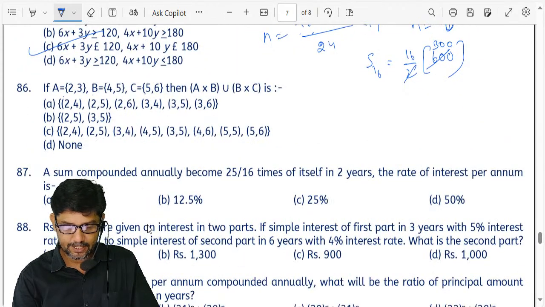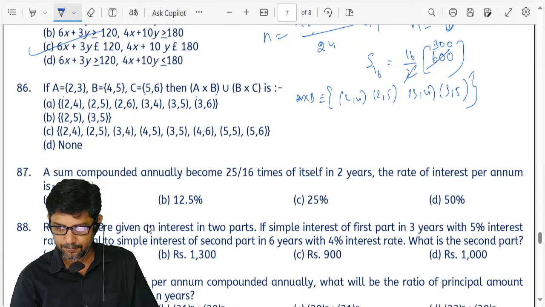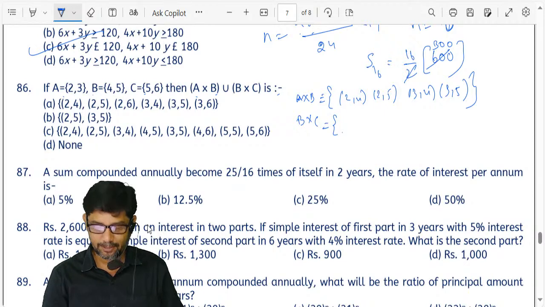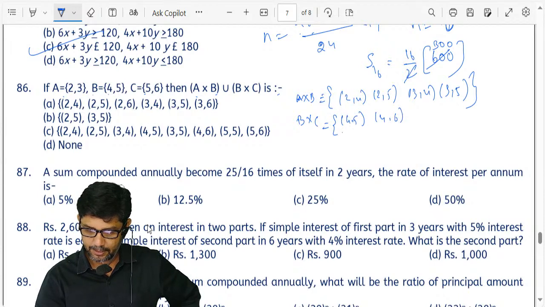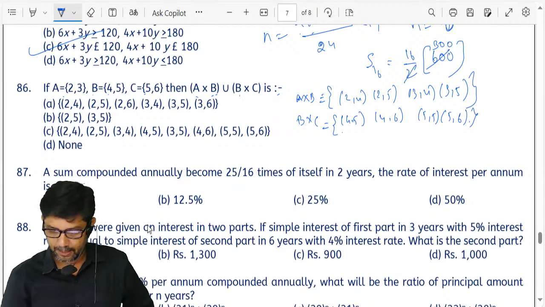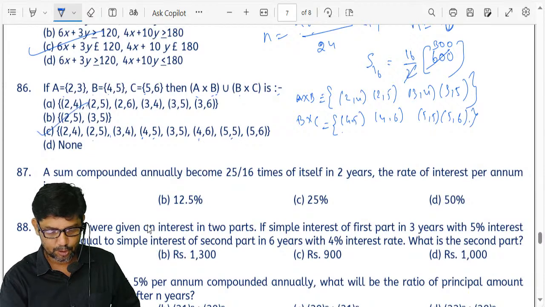Next, A, B, C is given. What is A cross B? 2, 4, 2, 5, 3, 4, 3, 5. What is B cross C? If you use between, it means you will get a still smaller answer now. What is B cross C? 4, 5, 4, 6, 5, 5, 5, 6. Now tell me, A cross B union B cross C. Tell me what exactly you are getting. 2, 4, 2, 5, 3, 4, 3, 5, 4, 4, 4, 5, 4, 6, 5, 5, 5, 6. Option C.